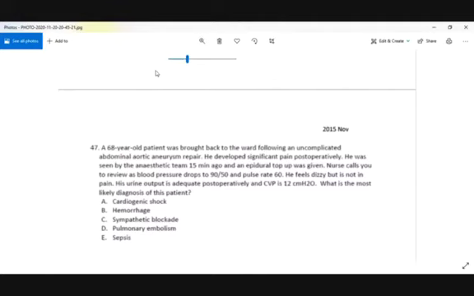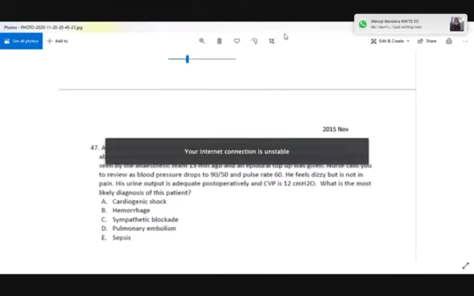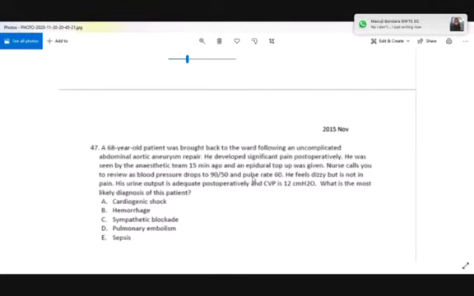A 68-year-old patient comes back to the ward following an uncomplicated abdominal aortic aneurysm repair. The following are the early complications that you could anticipate in this patient within 24 hours after surgery. A. Paraplegia. 2. Renal failure. 3. MI. 4. Ileus. 5. Abdominal compartment syndrome. What can you give?